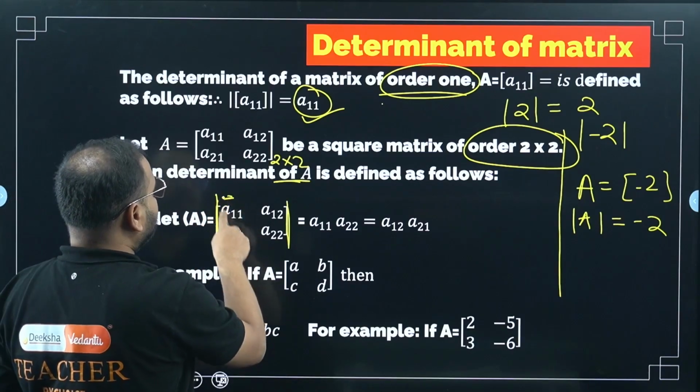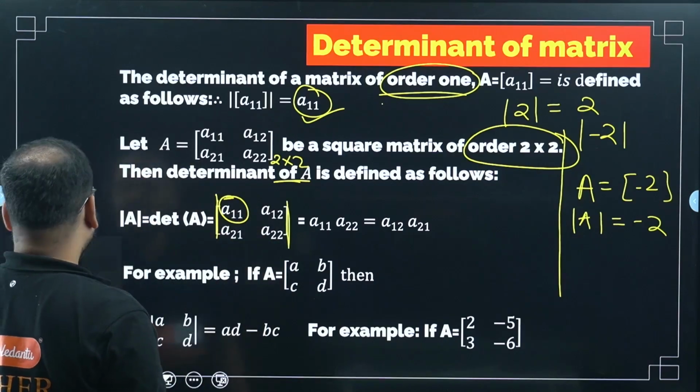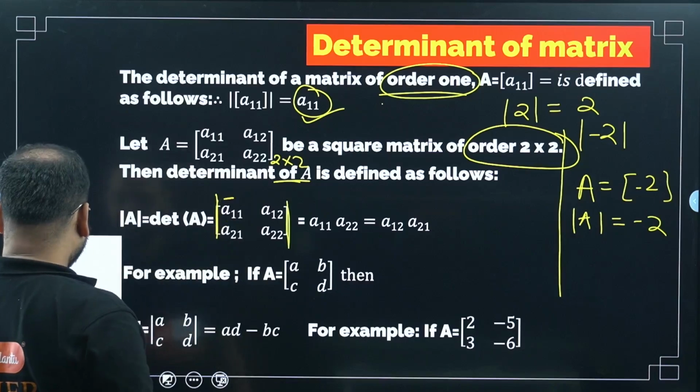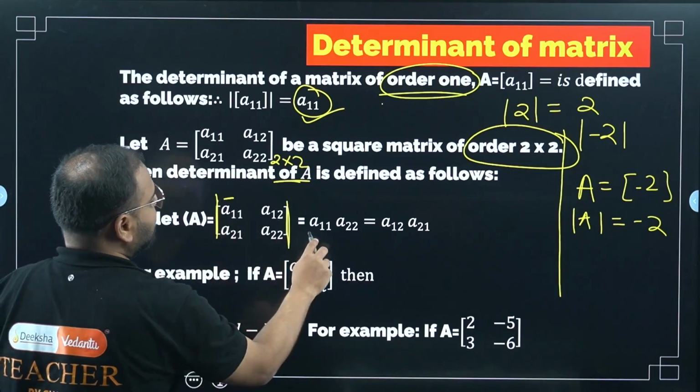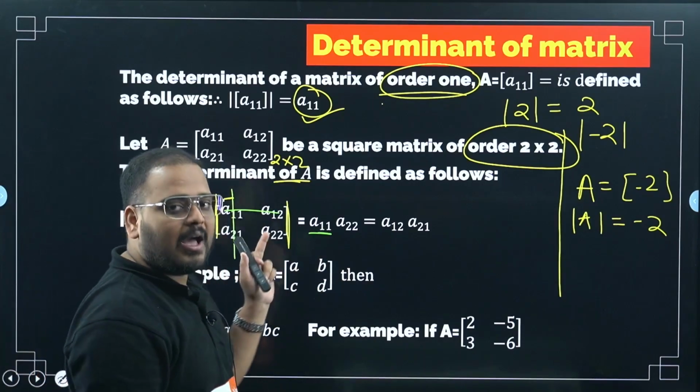So whenever I am considering this element, just remember this: cancel. First of all, take this element. I have written A11 here, and then cancel this. So cancel the row and the column.